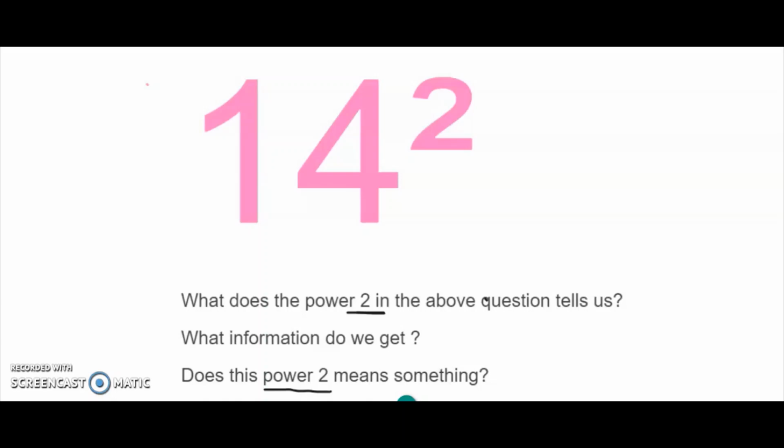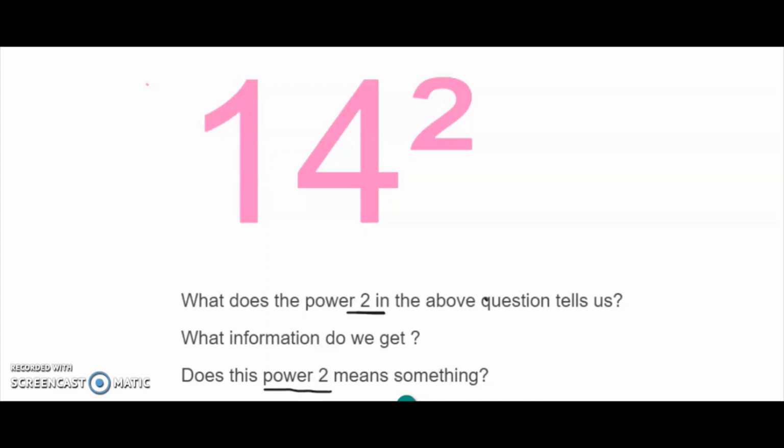Hello everyone. In this video, we'll be learning something new related to exponents. As we can see here on the board, it says 14 to the power of 2. What does this power 2 in the above question tell us? What information do we get? And does this power 2 mean something? These are the three questions I put up on the board.